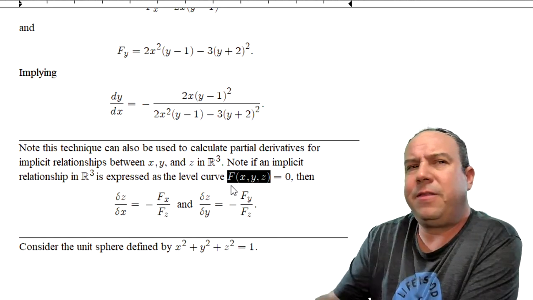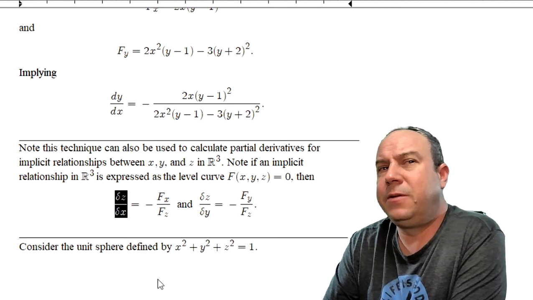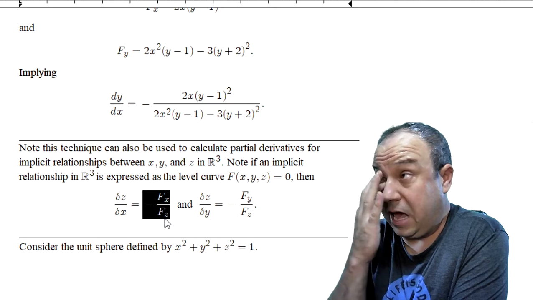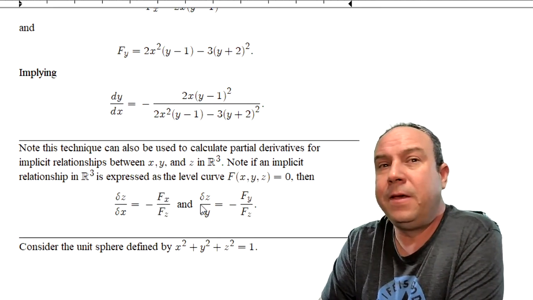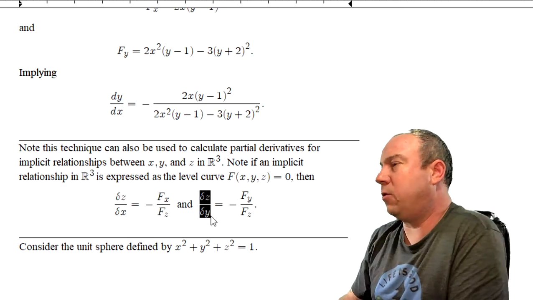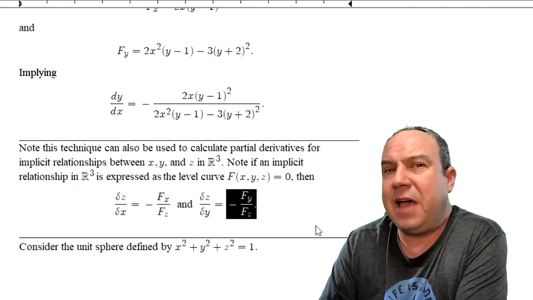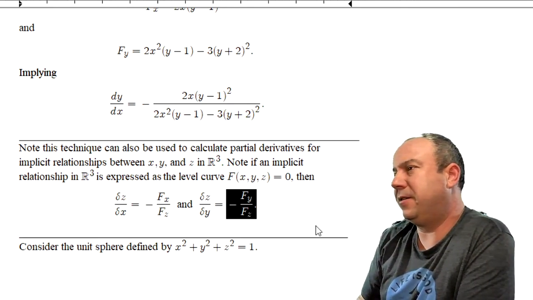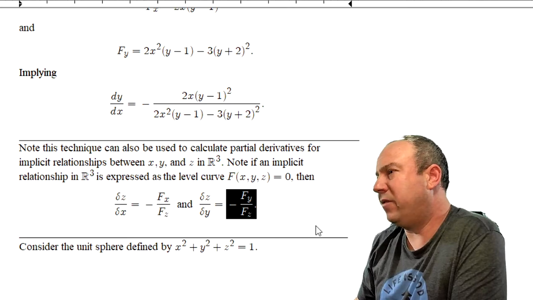then the partial of z with respect to x would be the opposite of f's partial with respect to x over f's partial with respect to z. And the partial of z with respect to y would be equal to the opposite of f's partial with respect to y over f's partial with respect to z. We see a very analogous technique to what we've defined above.